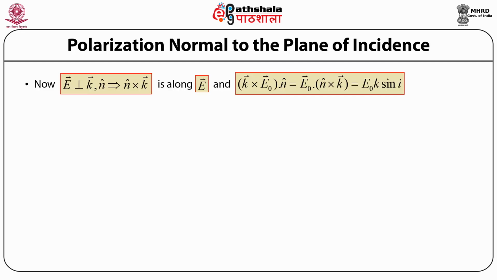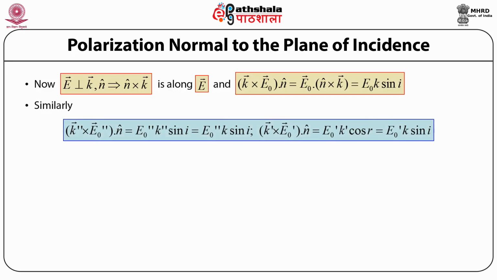And from this one can then write down that the cross product of the incident wave vector with the amplitude of the electric field of the incident wave, and the dot product with the unit normal n cap, can be written, with a circular permutation, as the dot product of the amplitude of the electric field of the incident wave with the cross product of the unit normal n cap and the incident wave vector k, and this is equal to the amplitude of the electric field E naught times the wave number k of the incident wave times sine of angle I, which is the angle of incidence.